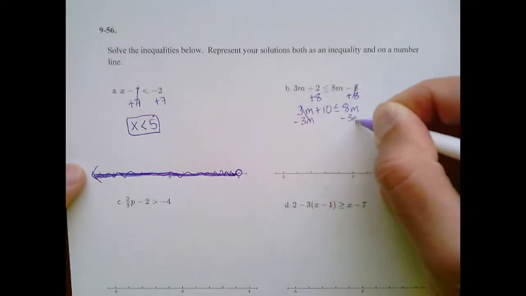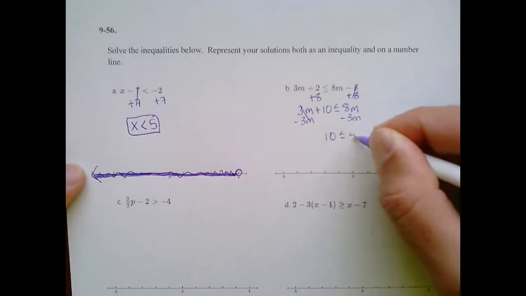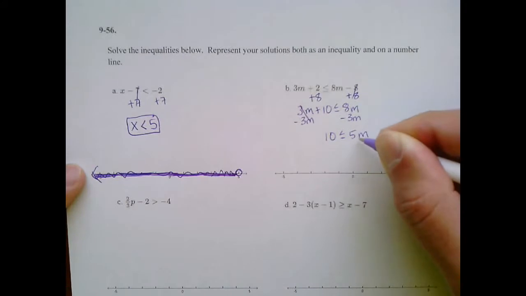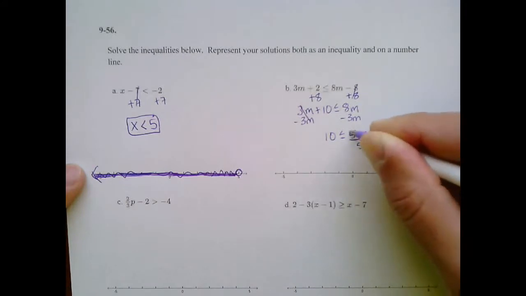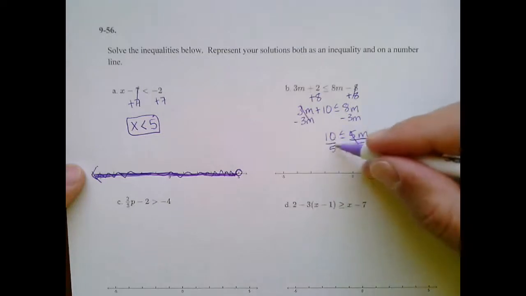So now I have 10 is less than or equal to 8m minus 3m, which is 5m. 5 is next to m, which means multiplication, so I'll use division to get rid of it. But notice here, I did not divide by a negative, so 10 divided by 5 is 2.